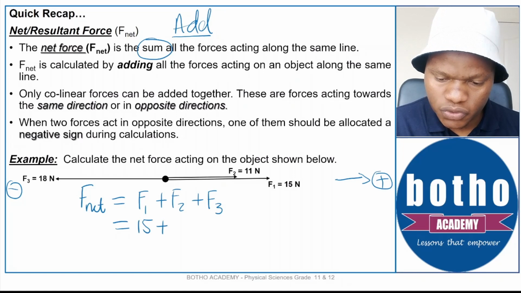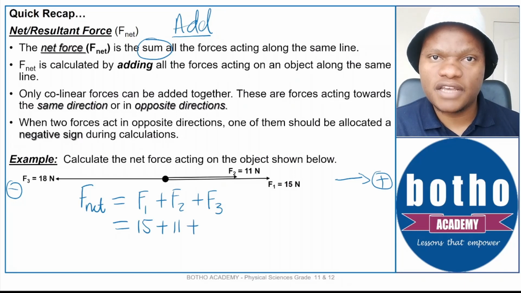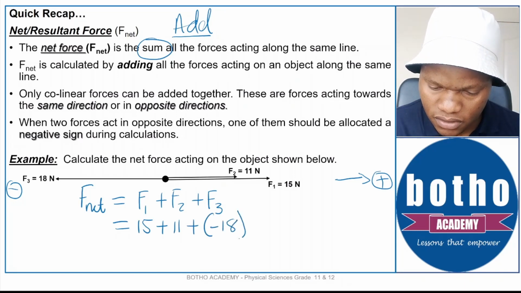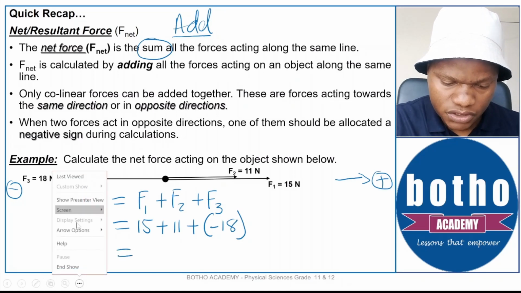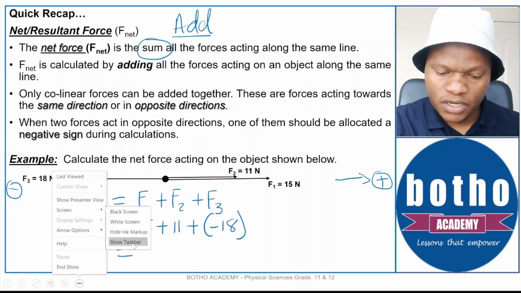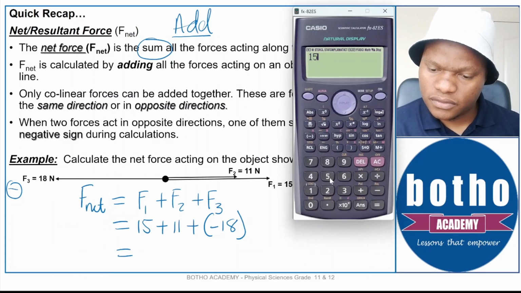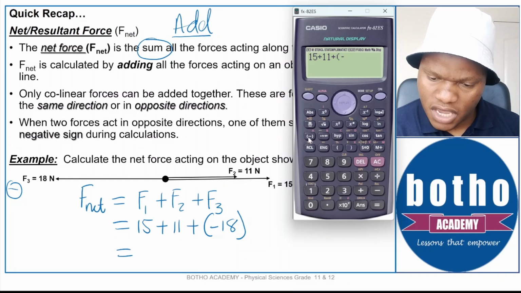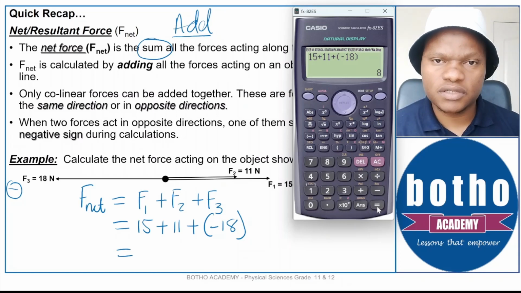F2, which is also going to the right, is equal to 11, plus F3 is to the left. We've chosen to the left as negative, so we're going to put negative 18 here. If you prefer to be safe and use a calculator, which I know you guys prefer doing, in this case we are going to say 15 plus 11 plus negative 18, and our answer here is positive 8.